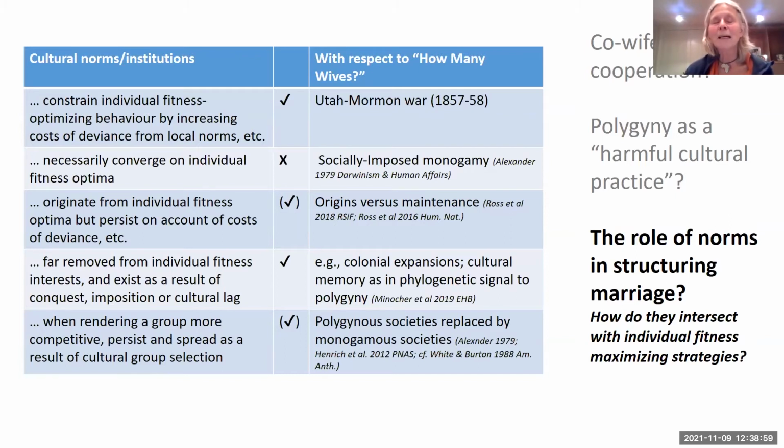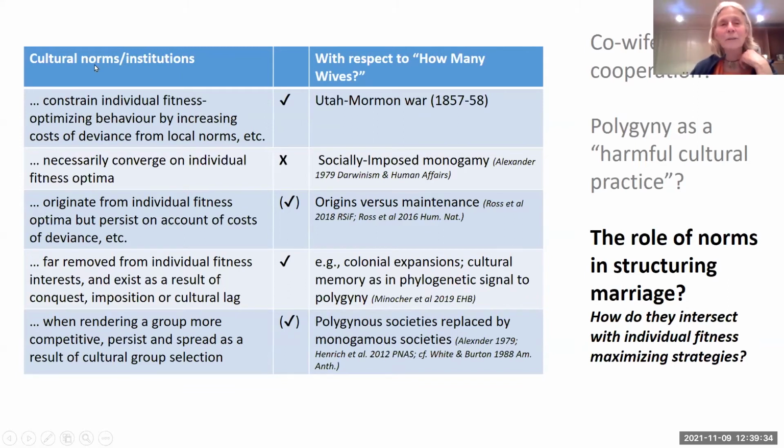So how can you even talk about marriage without talking about norms? And this raises the question of how norms intersect with individual fitness maximizing strategies. Now, this, of course, is kind of at the root of the remaining tensions, though there are not so many left any longer, between human behavioral ecology and cultural evolution: how do we think about both individual fitness and the evolution of norms?